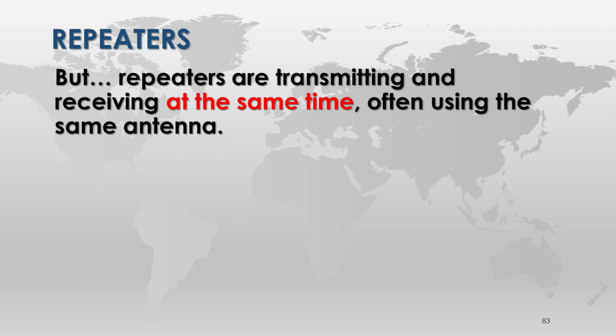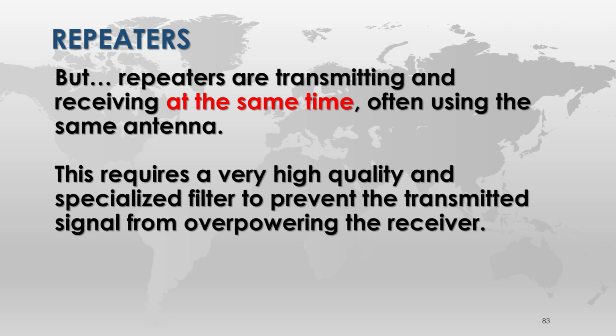Repeaters are transmitting and receiving at the same time, often using the same antenna. King Mountain has two different antennas and they're a quarter of a mile apart. Makes that station just kick. This requires a very high quality and specialized filter to prevent the transmitted signal from overpowering the receiver.